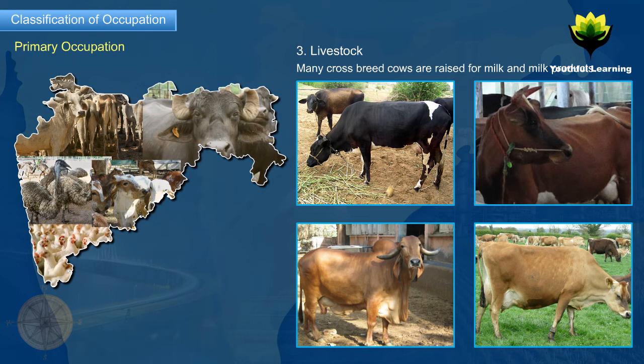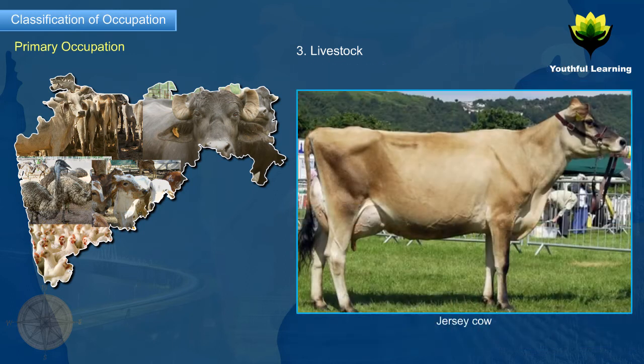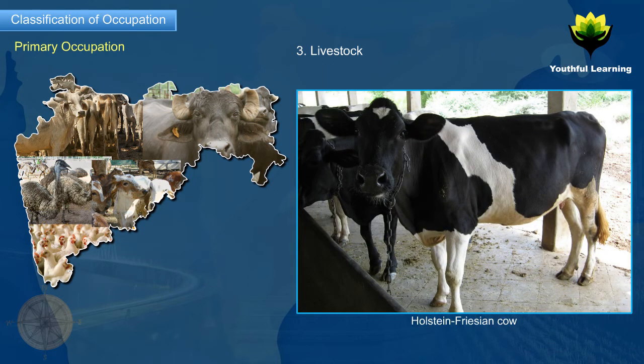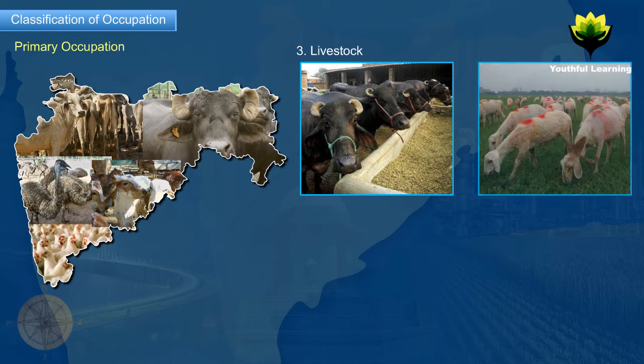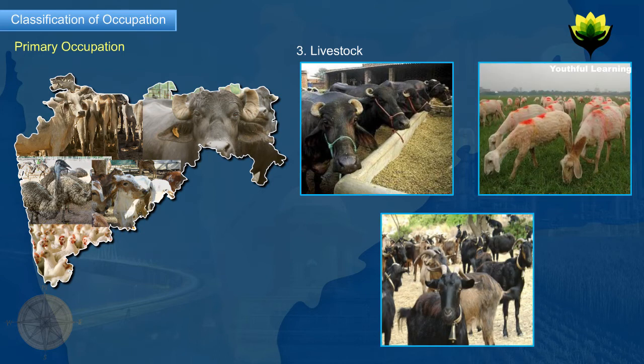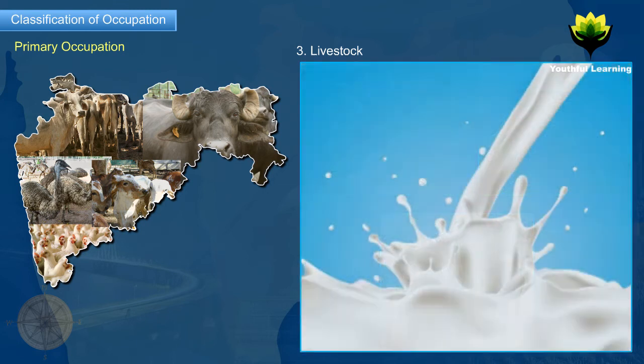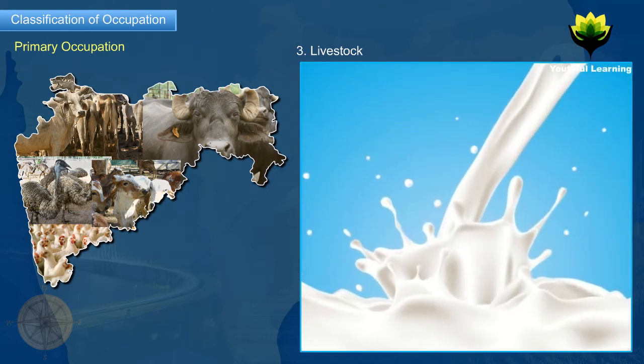Many crossbreed cows are raised for milk and milk products. Some examples of such animals are crossbreed of Jersey and Holstein Friesian cows and a triple crossbreed cow called Triveni. Other animals like buffaloes, sheep and goat are also crossbred, as crossbreeds combine good characteristics of two breeds, resulting in more milk than indigenous breeds.